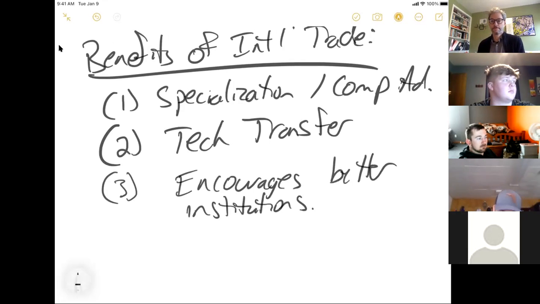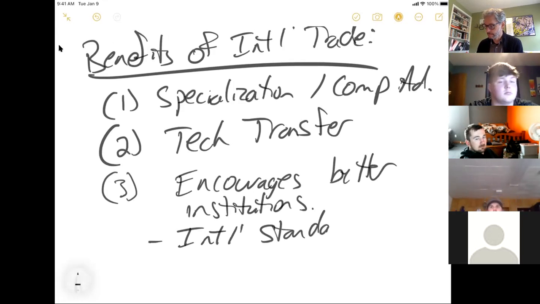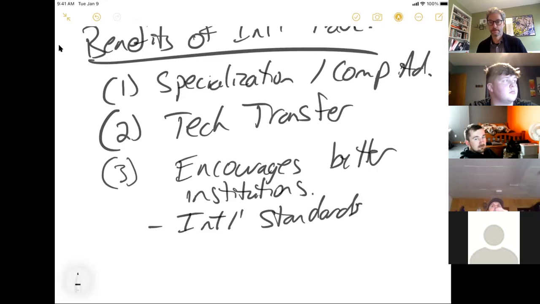For many countries, the movement toward having more trade means that they've had to change their practices, their laws, and adopt more international standards, which has helped them improve their institutions. So international standards in terms of, for instance, accounting standards, manufacturing standards, engineering standards. These are the kind of things that have helped them improve their institutions.